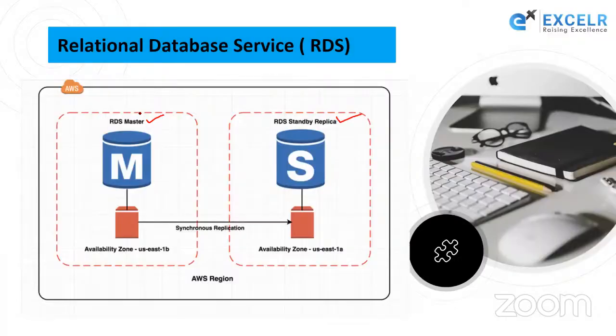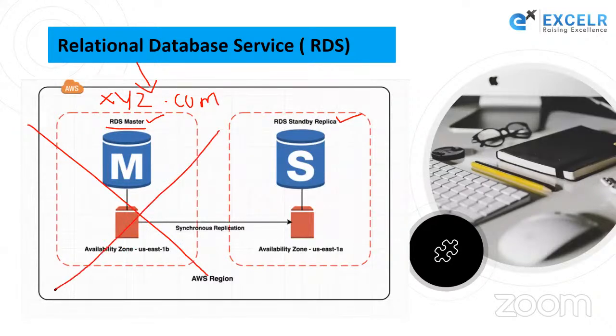What happens is, whenever you create a database, this is the DNS endpoint which is created, xyz.com. Let's say xyz.com is the URL. Your application will anytime try to connect to this xyz.com, which will be pointing to your master database. Suppose there is some issue in your database and it has failed.